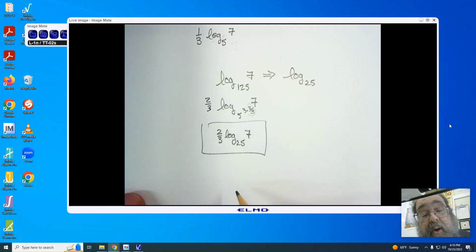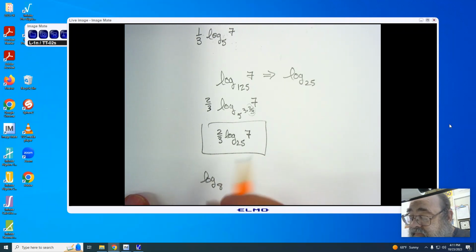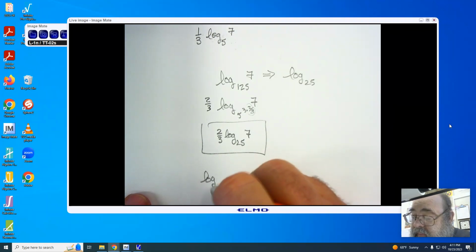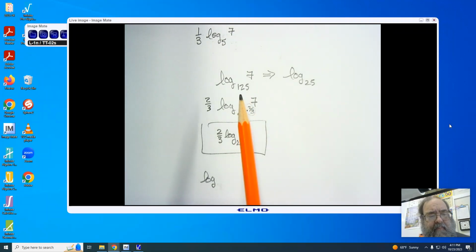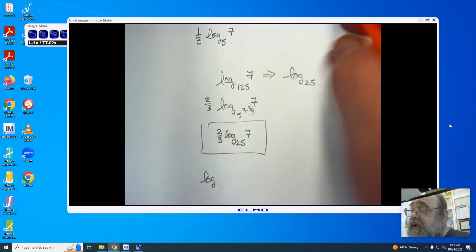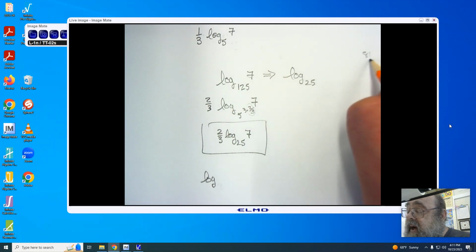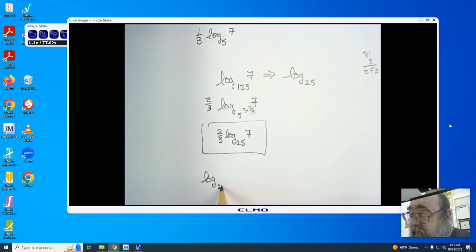Let's try one more just to make sure. Let's do log base 243 of, say, 2. I'm going to just multiply 81 times 3, which is 243. And I want to make it log base 27.